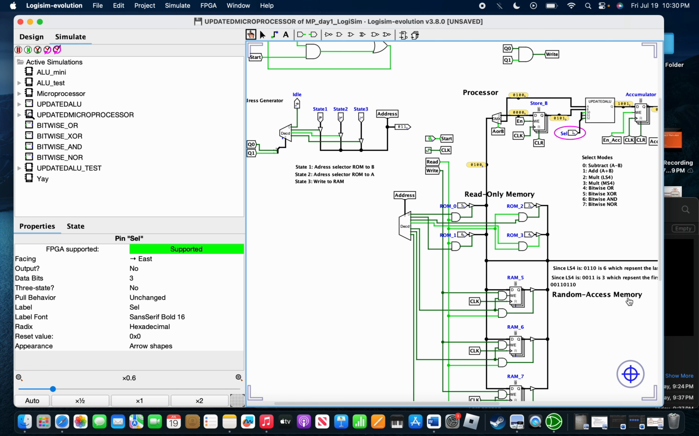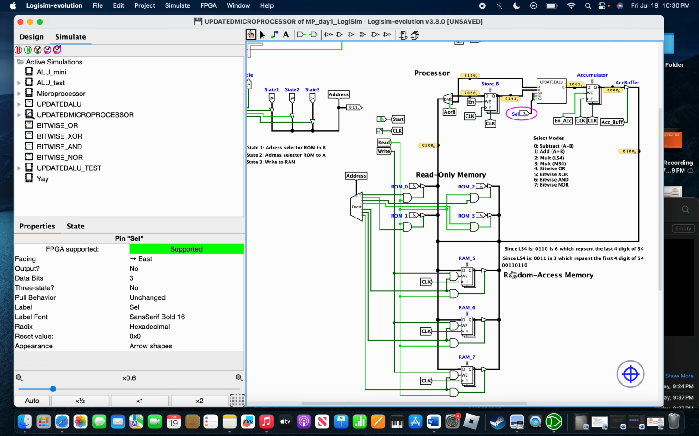So this multiplication part, I'm going to have to explain. So LS4 is going to be the last four digits of 54, which is going to be 0, 1, 1, 0. And then MS4 is going to be 0, 0, 1, 1, which is going to be 3. However, it's going to represent the first 4 of 54. So in total, it's going to look like 0, 0, 1, 1, 0, 1, 1, 0, which is going to be 54. But I'm going to have these so we know that if LS4 is 6, we're good, and if MS4 is 3, then we're good.